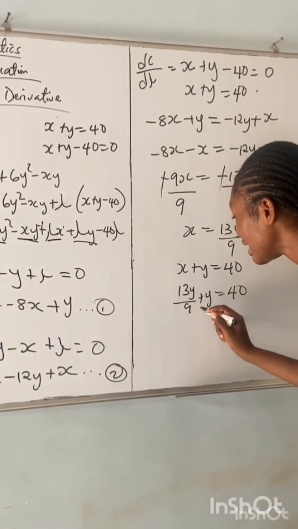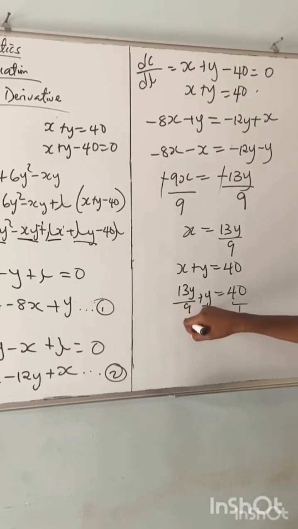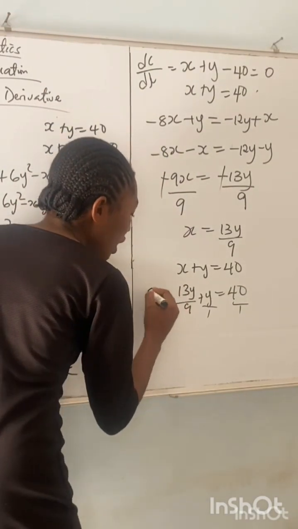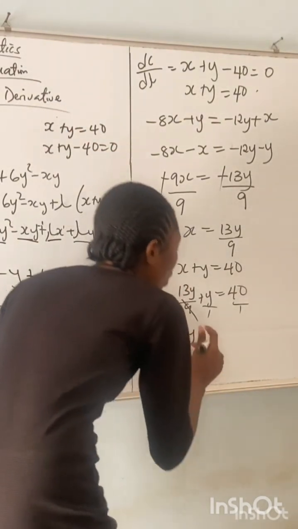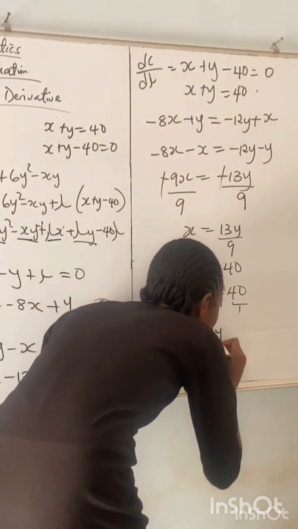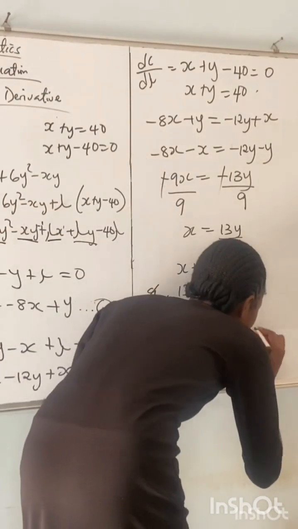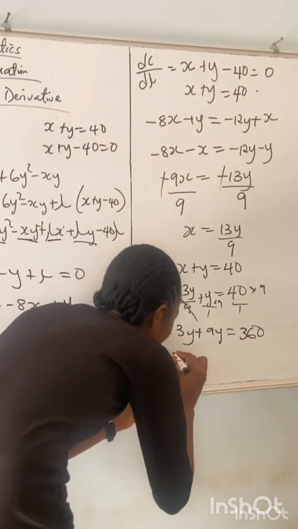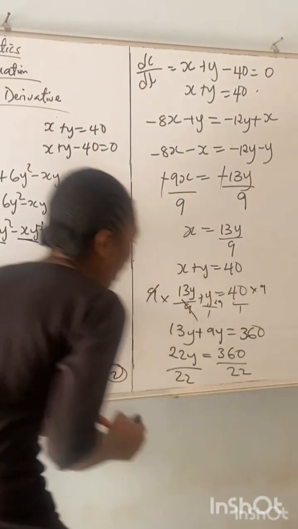Now the denominator here is 9, the denominator here is 1, so we can multiply all through by 9 to cancel out our 9. Now we'll be having 13 multiplied by 9, and then the denominator of 9, so this 9 will strike out our denominator, we are left with just 13y. Now when we multiply this by 9, since there is no denominator to strike it out, we'll be having plus 9y, and then lastly we'll multiply 40 also by 9. So we're going to be having 360. Now 13y plus 9y, 13 plus 9, we'll be having 22y to be equal to 360.